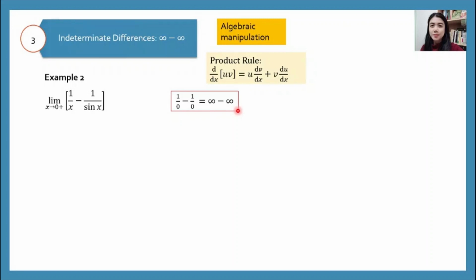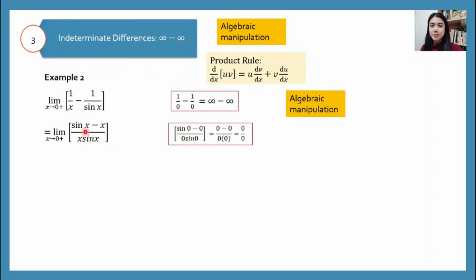If you have the case of infinity minus infinity, what you have to do is some algebra manipulation. That means you have to multiply sine x for the first fraction. For the second fraction, you will multiply x and x, just so that they can have the same denominator and you can group them. And you have the second line.